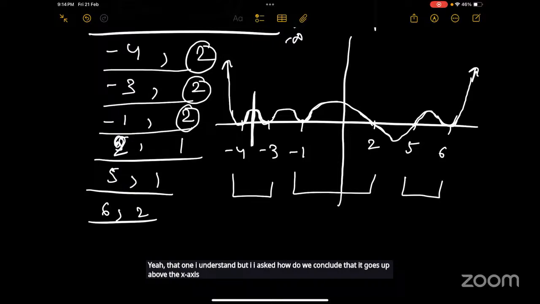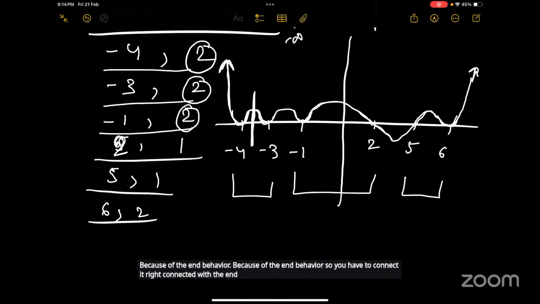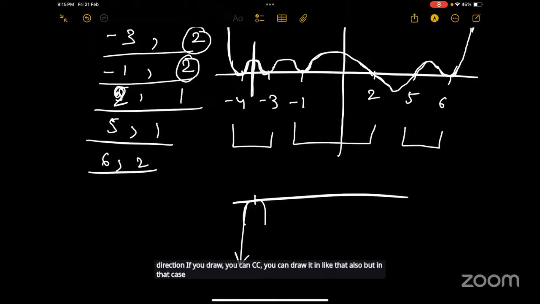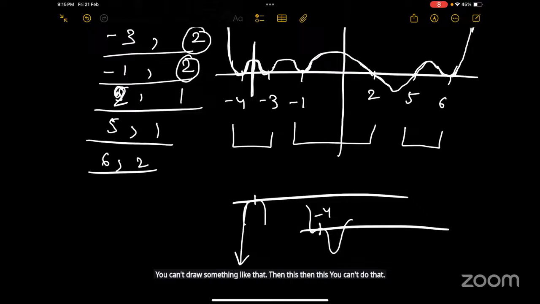Because of the end behavior. So you have to connect it with the end. The end is going towards the upward direction. If you draw it like that also, in that case the end will go in the downward direction, right? You can't draw something like that. In that case, it will cut the x-axis at that point, but that is not a root, right?